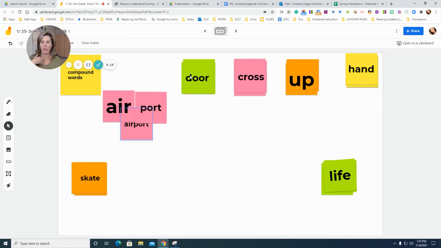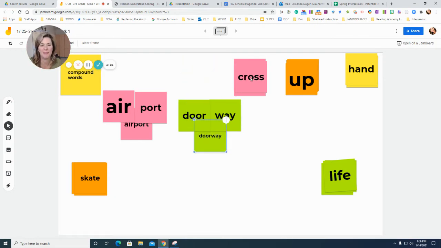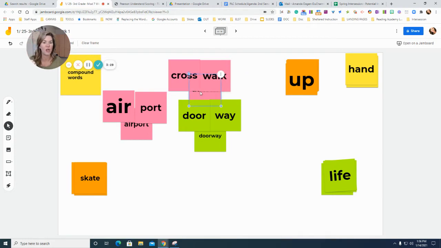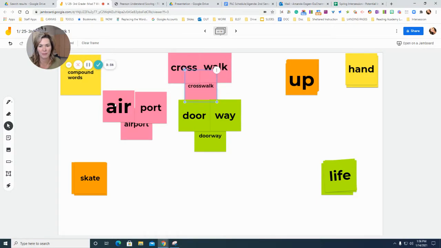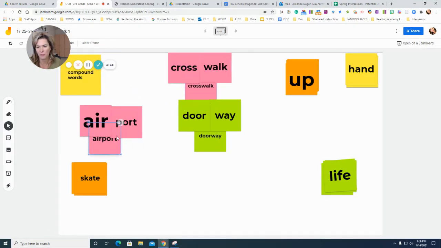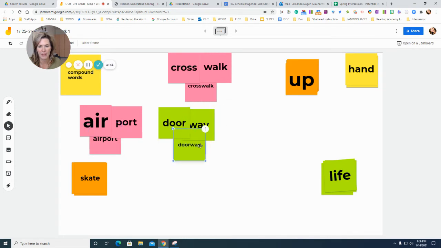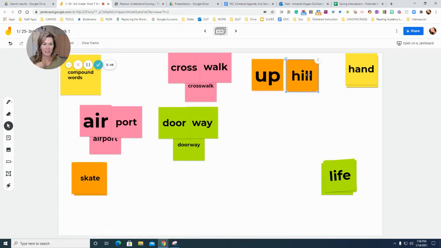You ready for the next one? Door, way, doorway. Awesome. All right, here's the next one. Ready? Cross, walk, crosswalk. Awesome. Let me scoot those up a little bit. Move these over. And then up, hill, uphill. Awesome.